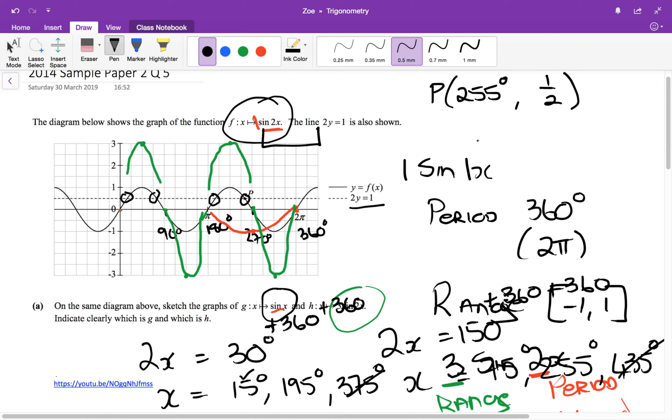So the only other thing you would need to do is convert this 255 degrees into radians. So you do that by dividing it by 180 and then multiplying it by pi. So if you divide it by 180 and multiply it by pi, you get, in radians, 17 pi over 12, and your y coordinate is a half. So then they're the coordinates of P.